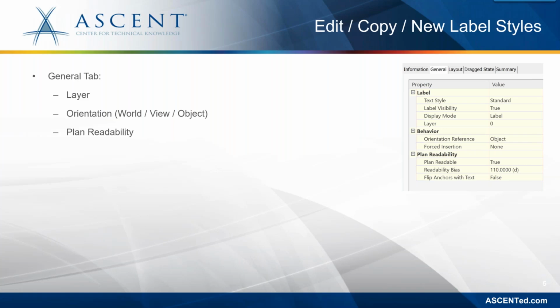So when we edit, copy, or create a new child style, we have various tabs. On the general tab, this is where we can control the layer of the label. By default, we can tell it to go in either label style or tag style. What a tag is, later on when we create tables, the content of that label will be displayed in the table, and a tag will appear on the object itself.